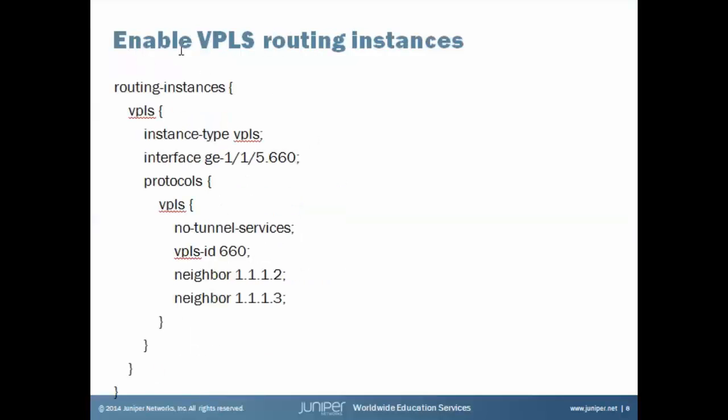And then we can enable the VPLS routing instance after MPLS, the IGP and LDP are already enabled. We set routing-instances VPLS, instance-type vpls. And then we add the interface facing the CE. Here we are using interface ge-1/1/5.660. And we can add protocols vpls with no-tunnel-services. Then we use the VPLS ID 660 and the neighbors are 111.2 and 111.3. These are the loopbacks of PE2 and PE3.